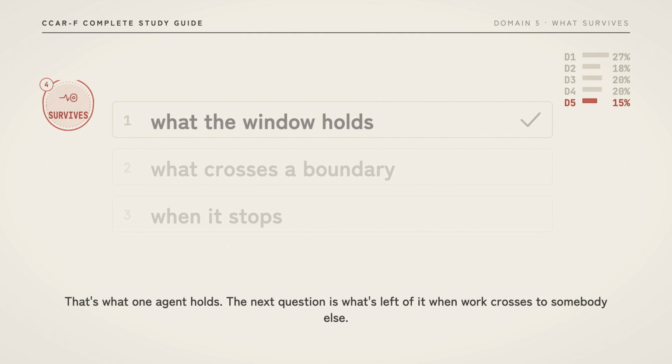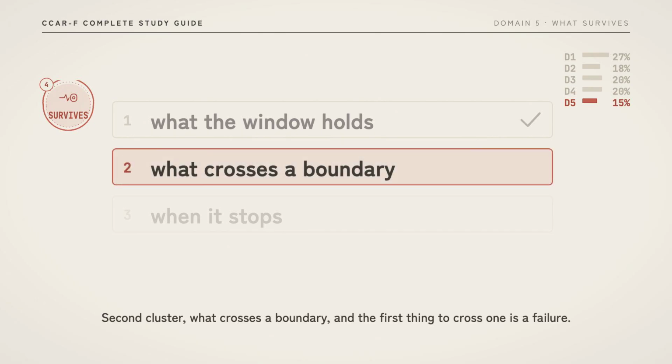The next question is what's left of it when work crosses to somebody else. Second cluster, what crosses a boundary, and the first thing to cross one is a failure.